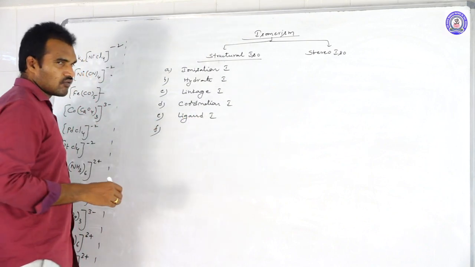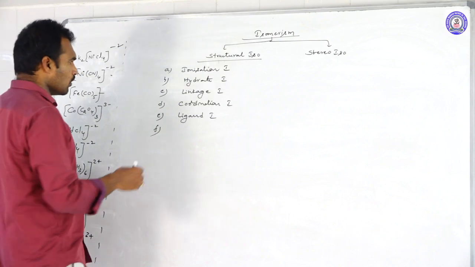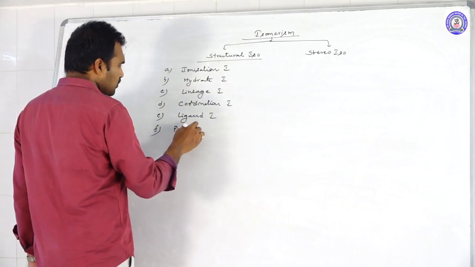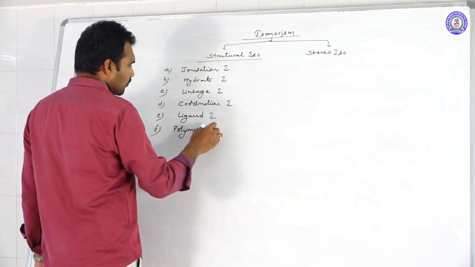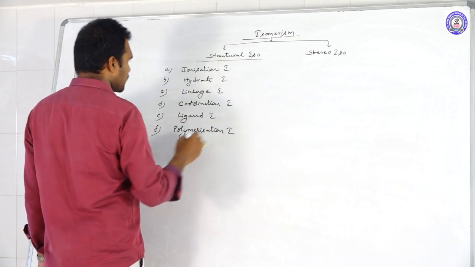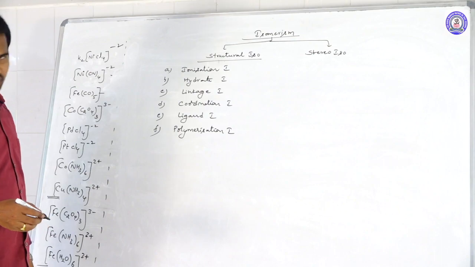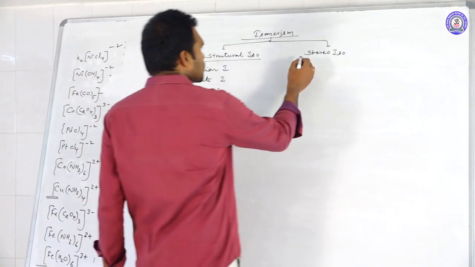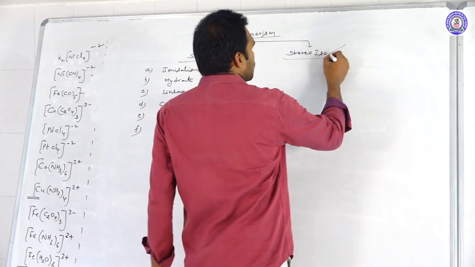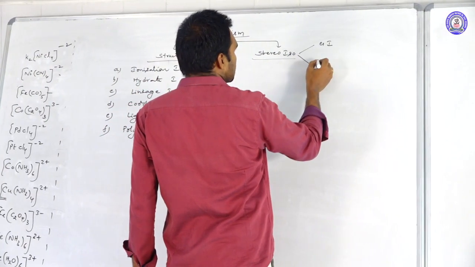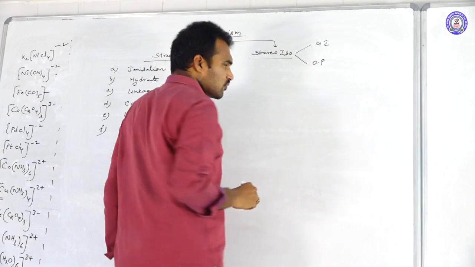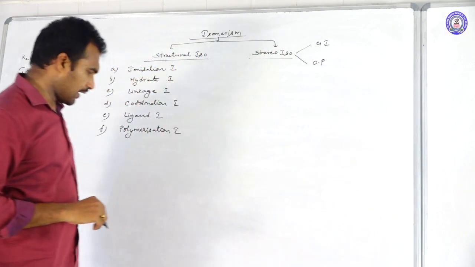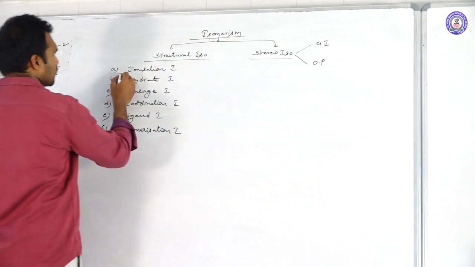And the sixth one is a false isomerism. It's not a true isomerism, but anyhow, polymerization isomers. These are the six types of isomerism that come under structural isomerism. Under stereoisomerism, we will discuss geometrical isomerism and also optical isomerism later. So let us discuss one by one.